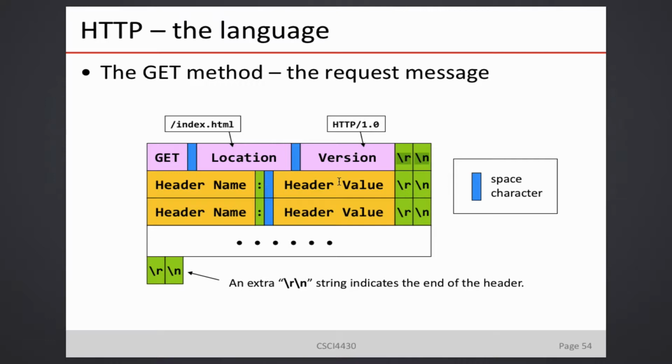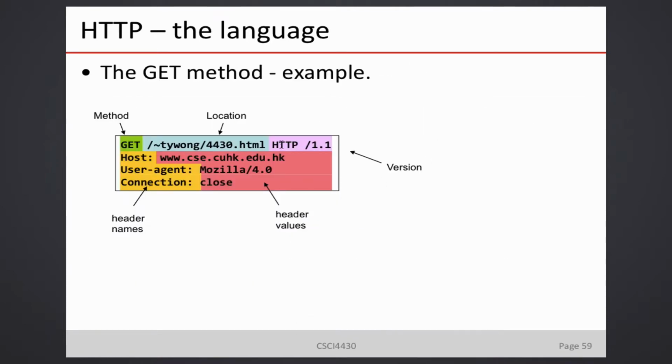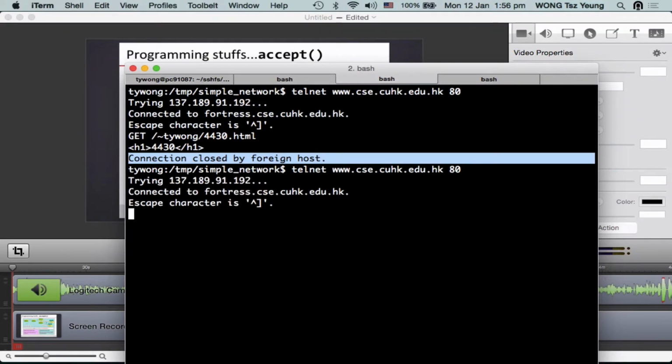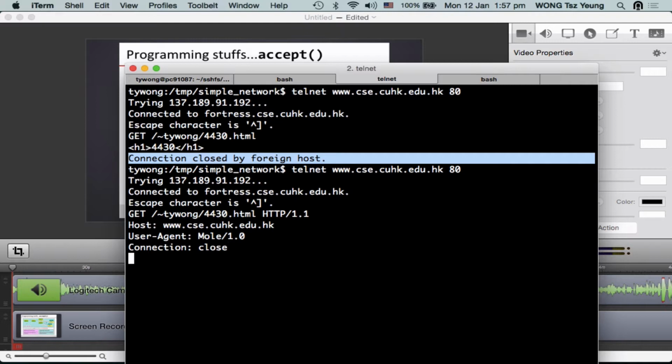So I will demonstrate now. What I'm going to type is this. Let me look at it, because I need to type it fast. Host, user agent. So let's go. I again request the same file, 4430.html. Type the version, let's say 1.1. Host, I want to talk to this server. User agent, that means your browser. User agent is called Mozilla 1.0, my browser. Then connection type, let's close it after this. Now, after I type this, I press enter, an extra enter.